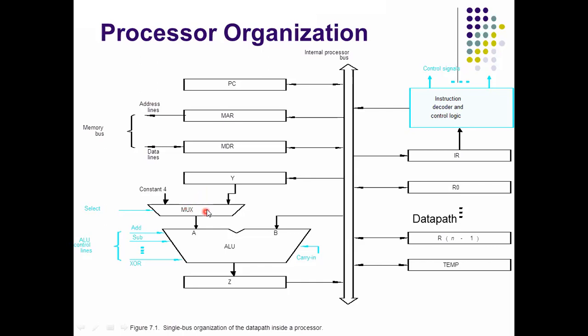Here we are using a 2 by 1 multiplexer. The two inputs are, one input coming from Y, another input coming from constant 4, because here we are taking the instructions one by one, sequentially. So the multiplexer output is connected to the ALU.